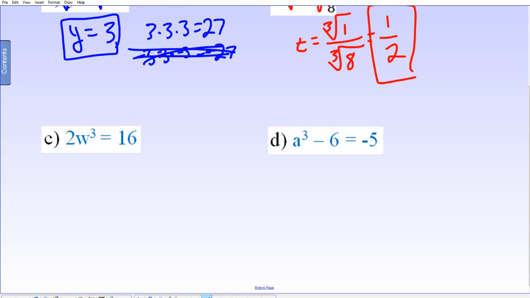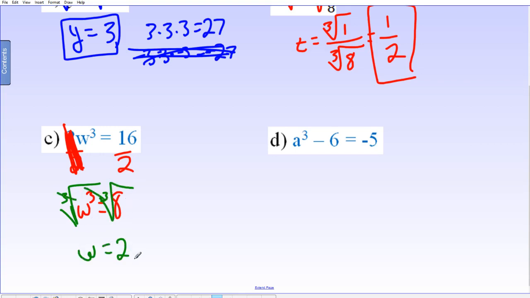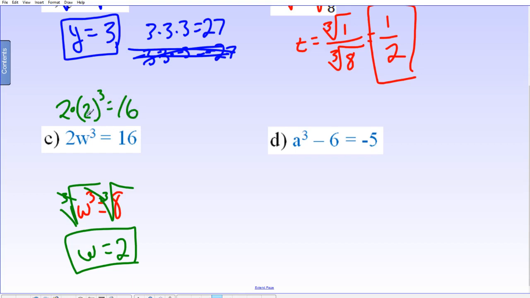All right, so hopefully in letter C, you started by dividing both sides by 2. You had to get the w cubed by itself first. So by dividing by 2, you cancel these 2's out. And over here, you get 8. And then when you cube root both sides, these cancel, and w equals 2. And you can verify and check your answer. If you plugged 2 back in the original problem, 2 times 2 cubed should equal 16. Well, 2 cubed is 8. 8 times 2 is 16. It works.